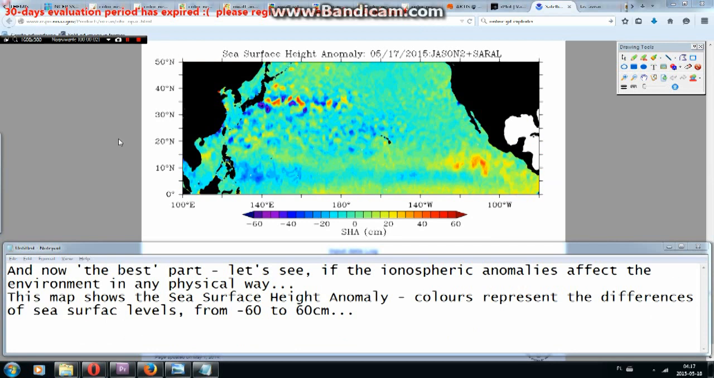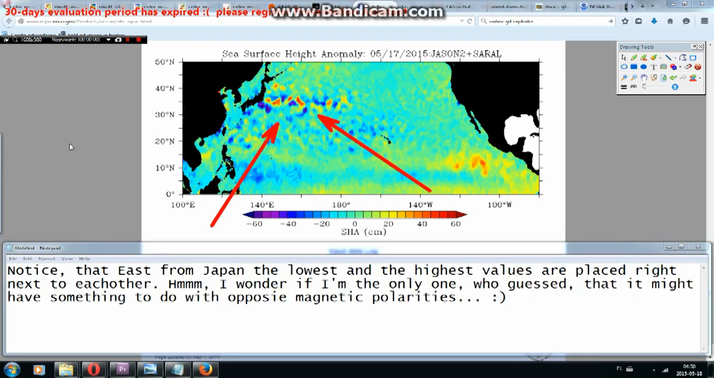And now, the best part. Let's see if the ionospheric anomalies affect the environment in any physical way. This map shows the sea surface height anomaly. Colors represent the differences of sea surface levels, from minus 60 to 60 centimeters. Notice that east from Japan, the lowest and the highest values are placed right next to each other. I wonder if I'm the only one who guessed that it might have something to do with opposite magnetic polarities.